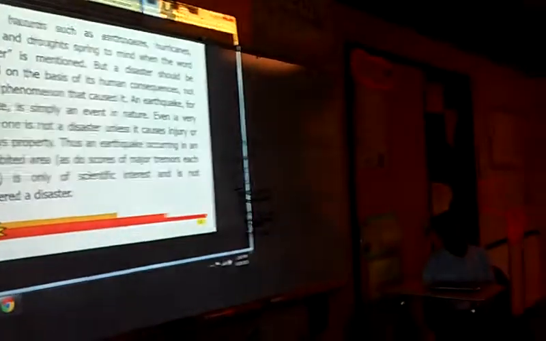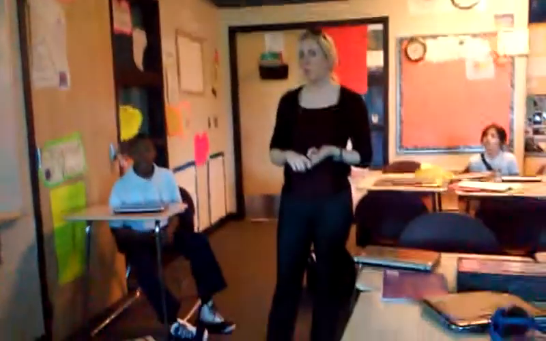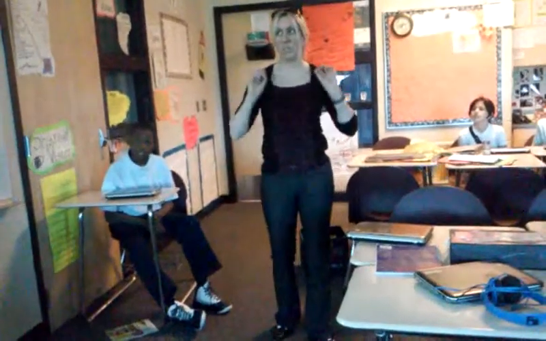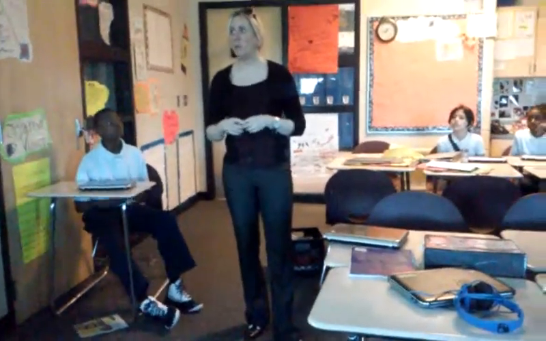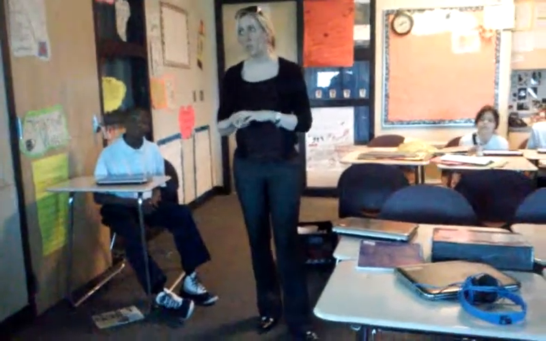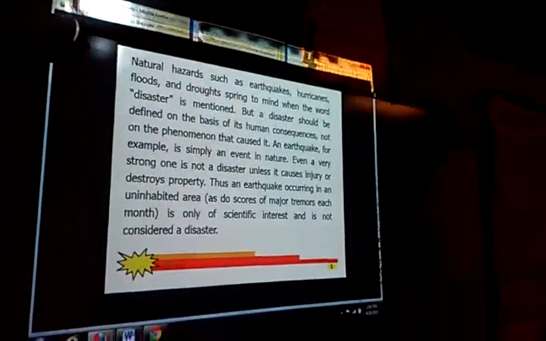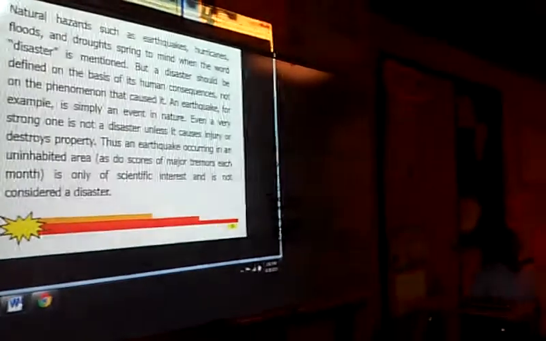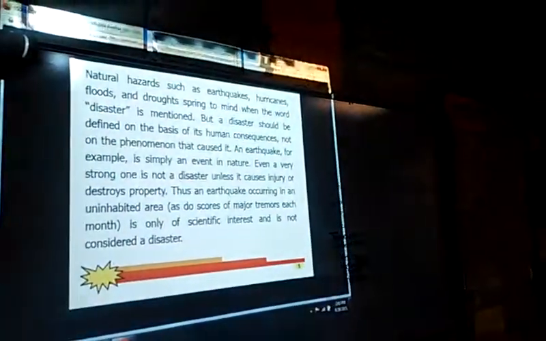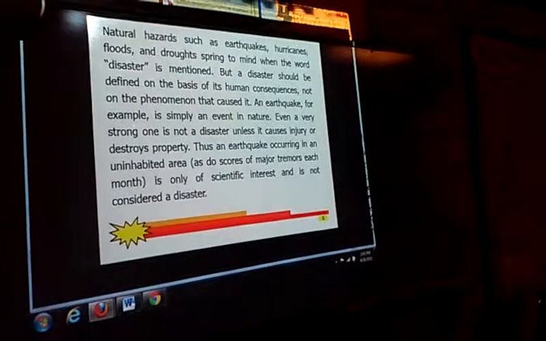Natural disasters such as earthquakes, hurricanes, floods, and droughts spring to mind when the word disaster is mentioned. But a disaster should be defined on the basis of its human consequences, not on the phenomenon that caused it. An earthquake, for example, is simply an event in nature. Even a very strong one is not a disaster unless it causes injury or destroys property. Thus, an earthquake occurring in an uninhabited area, as do scores of major tremors each month, is only a scientific interest and not considered a disaster.